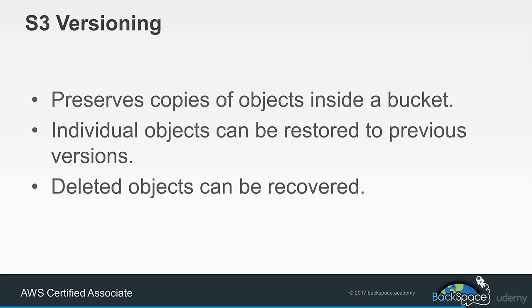S3 versioning. We have a very good service within S3, so we can apply versioning to a bucket, and objects within that bucket will have versions. So if we delete that object, we can actually get it back again by looking at the versions, or if we change that object, we can go back to previous versions of that object. Individual objects can be restored to previous versions, and also deleted objects can be recovered. So that does help increase security and reliability of your data if you're using versioning.